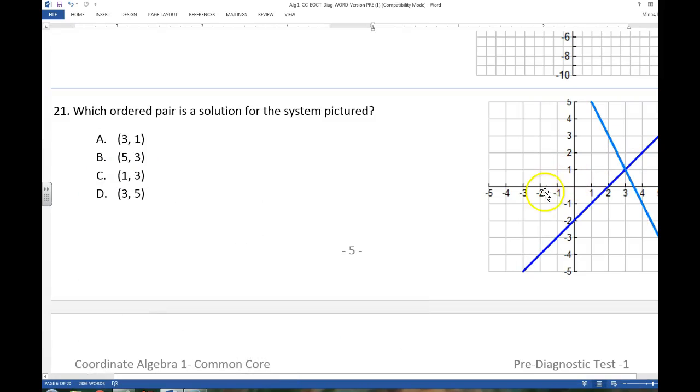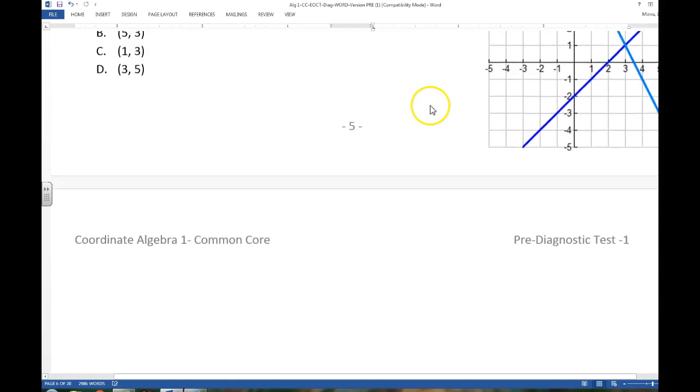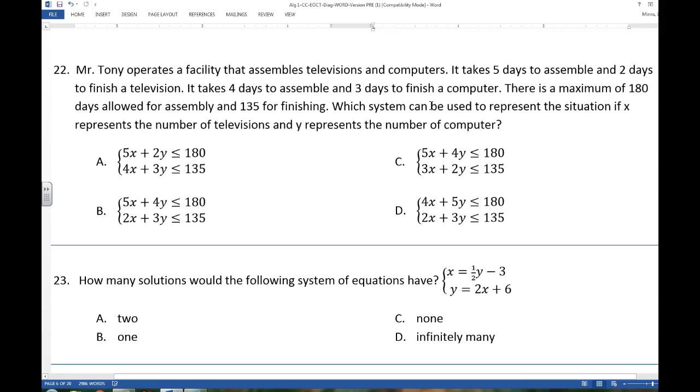Alright, turn the page. Let's go down to number 22. We're almost done for the day. Alright, nope, my clock's going off. That's annoying.